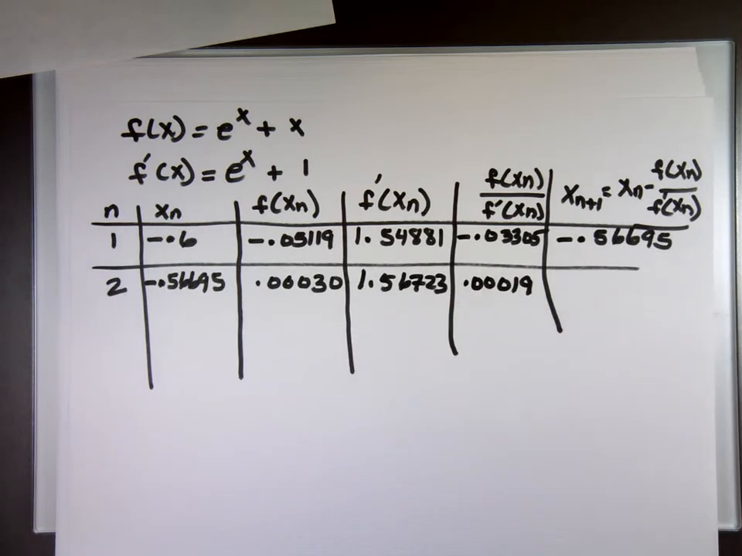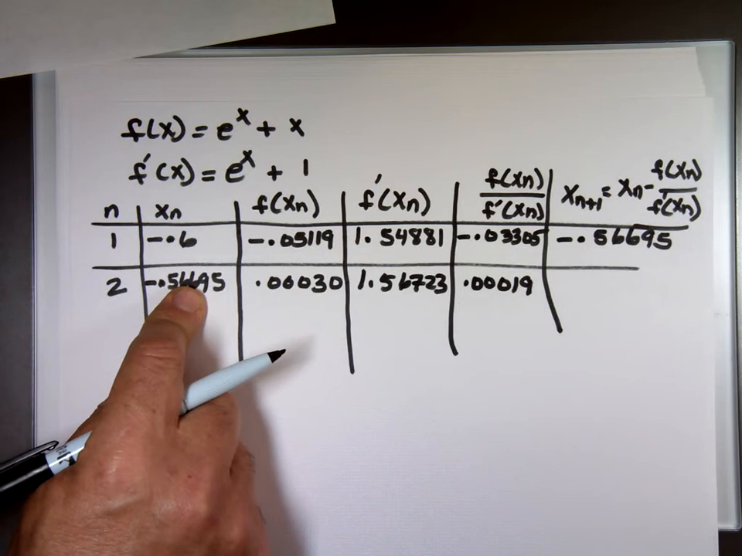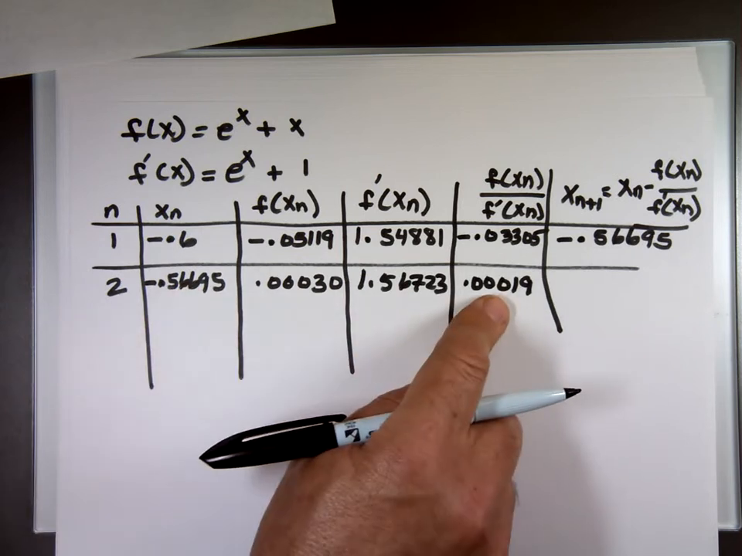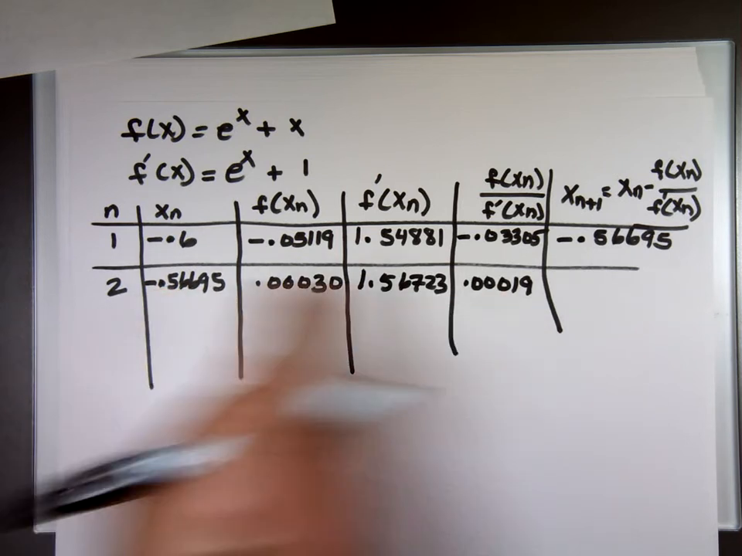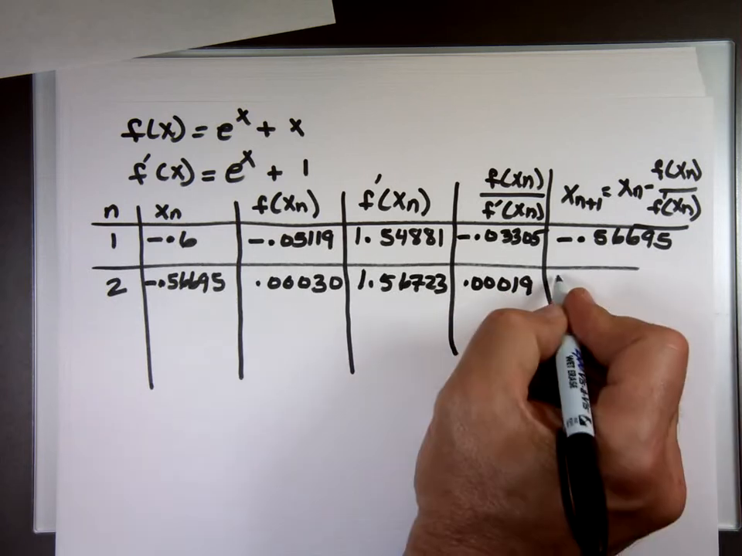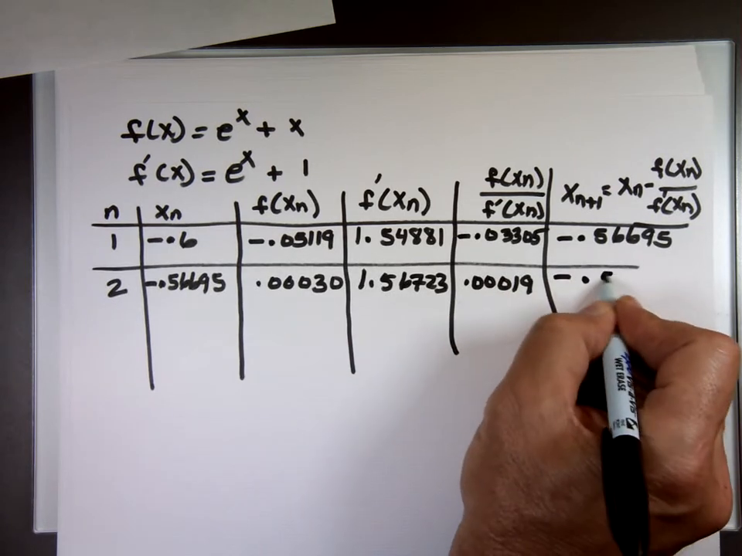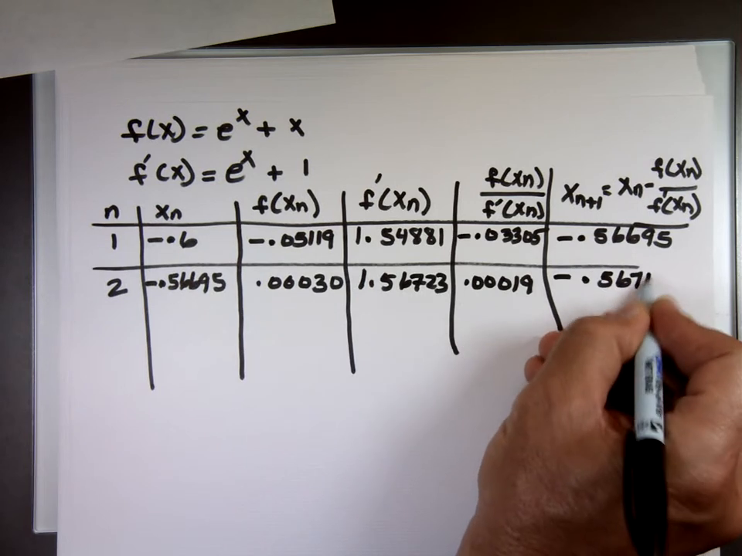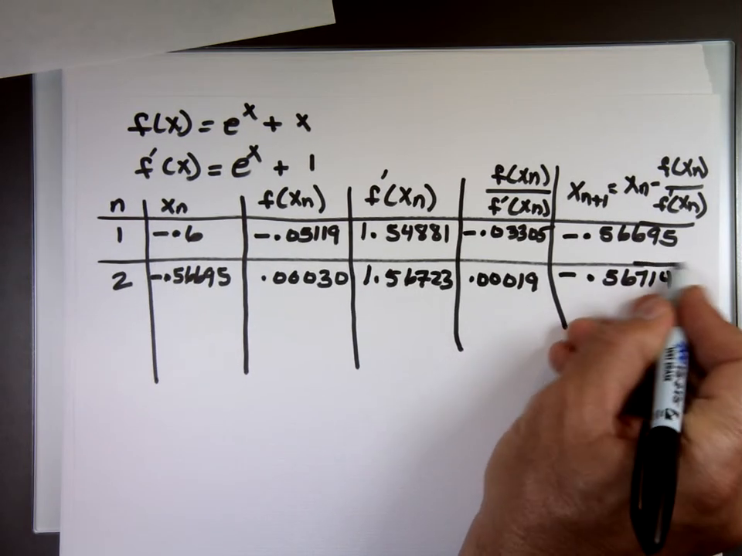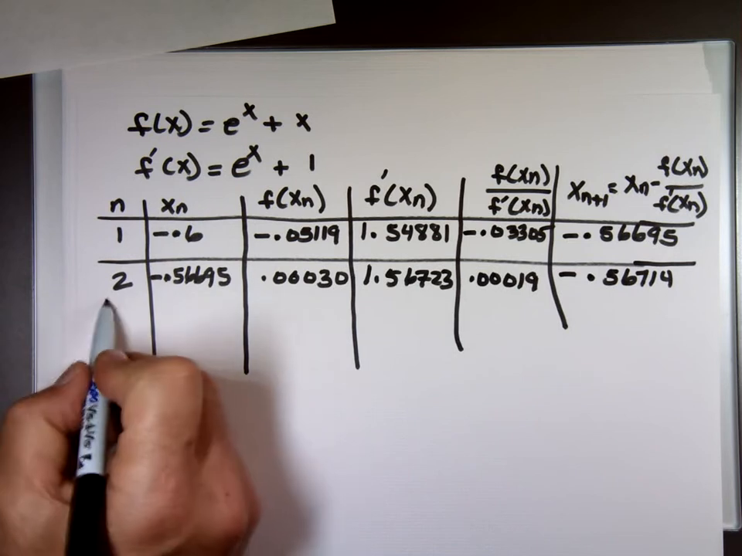Now the next value is going to be what? This one minus that one. That's a negative number minus a positive number. So it's going to be a negative number, and you're going to be adding them. 0.56714. So let's try that number now.